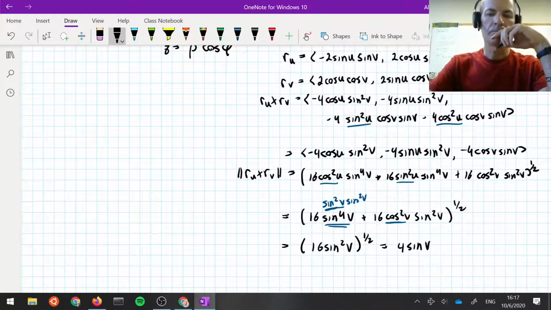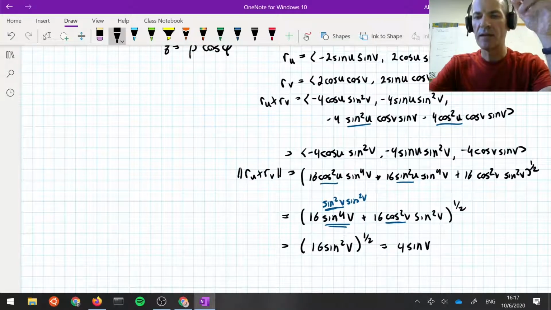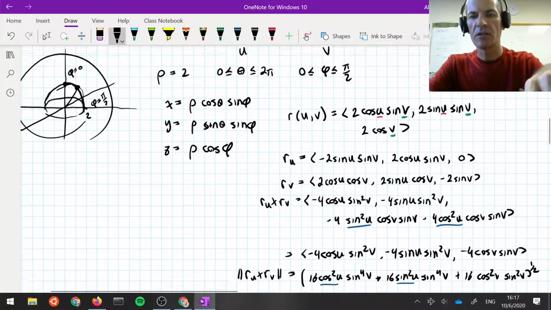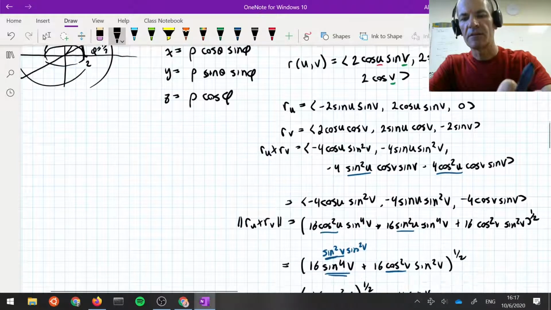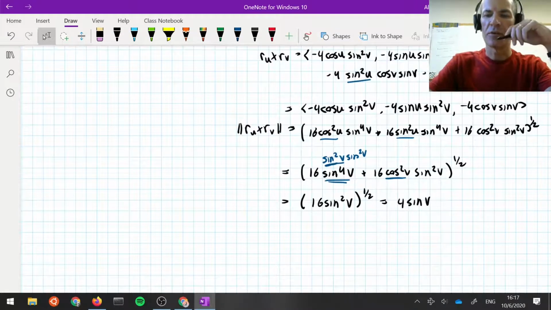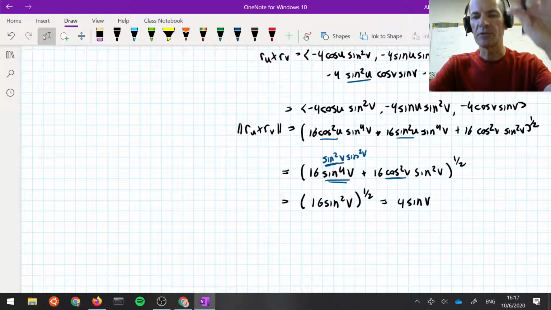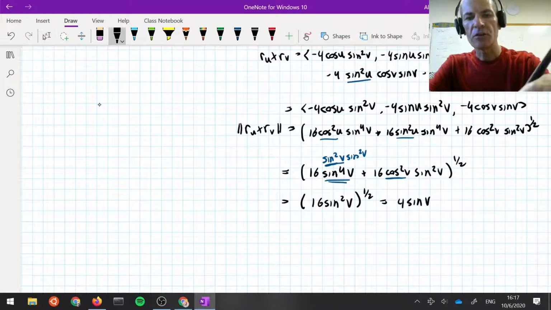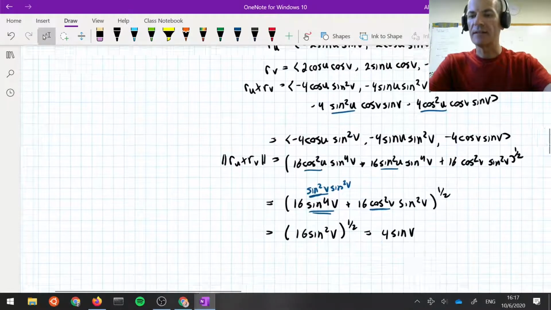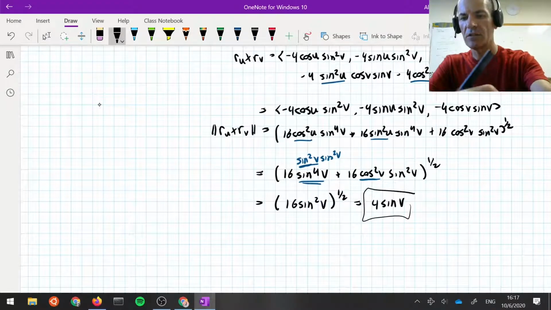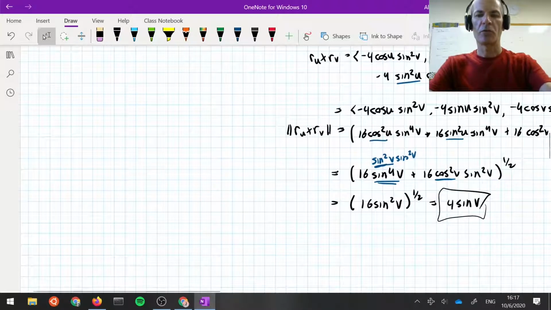Now you might wonder, where's the absolute values? And I'll come back at you and say, well, let's look at where v lives. v is between 0 and pi over 2, and the sine is positive from 0 to pi over 2, so we don't need absolute values. All right, so the magnitude of r_u cross r_v, what looked really scary, turns out to be a relatively simple expression, 4 sine v.